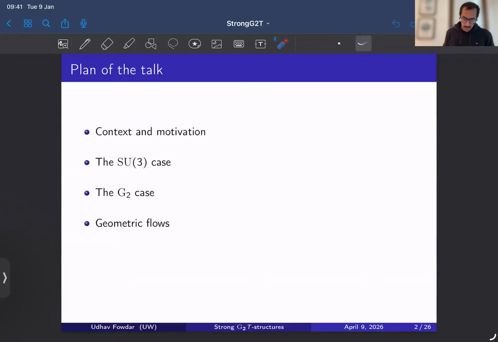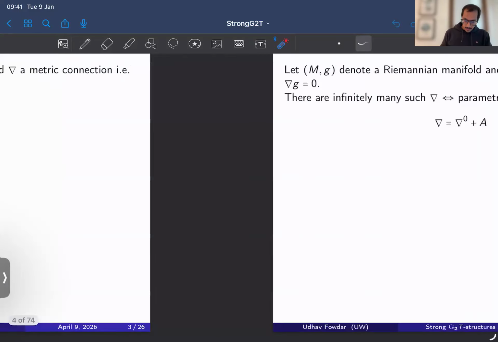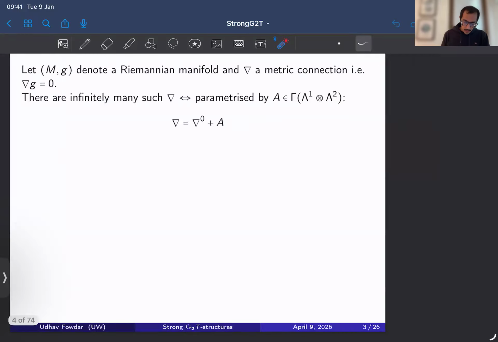Okay, so let me start. The setup is as follows. You would like to study a Riemannian manifold (M, g) with a metric connection. You have some differential operator, and you would like it to be compatible with your underlying structure, so it has to be a metric connection. The thing is that if this is the only property you ask of your metric connection, then there are infinitely many such connections. Any metric connection can be determined by a one-form that takes values in the Lie algebra that preserves the metric, which is the space of two-forms.